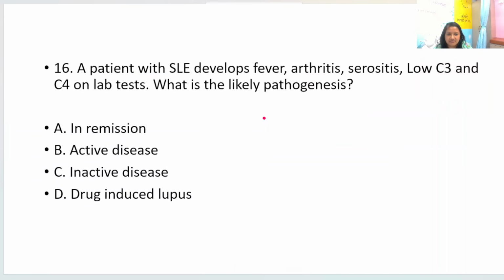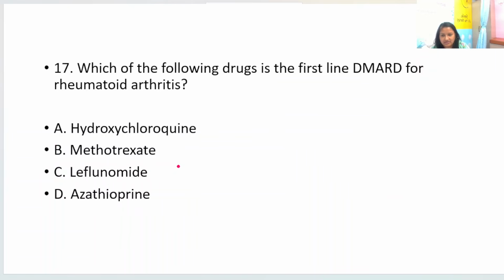A patient with SLE develops fever, arthritis, serositis, low C3 and C4 on lab tests. What is the likely pathogenesis? Right? So a patient with SLE has got all this. Fever is there, there is serositis and drop in complement levels. The likely thing going on right now is she is in active disease. Your options are in remission, active disease, inactive disease, drug induced lupus. So this patient is certainly not in remission or inactive disease or drug induced lupus. This patient is in active disease.